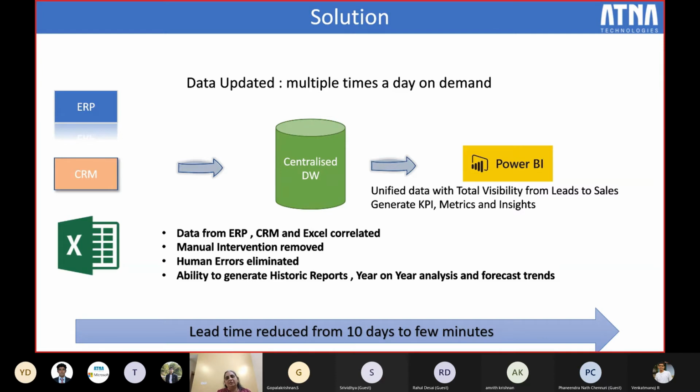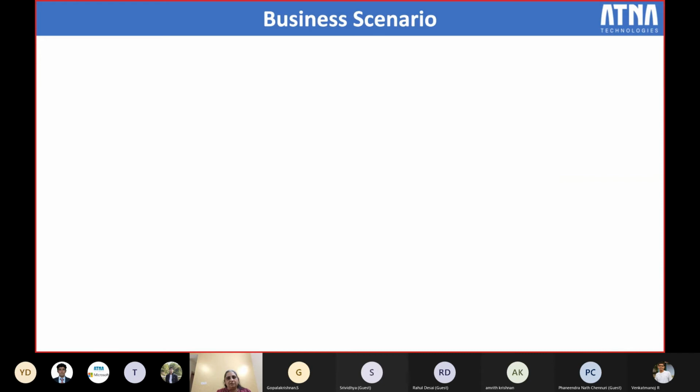So all in all, there was a turnaround time reduction from an average of 10 days to a few minutes because all the data update is totally automated. You could do it multiple times a day. So that is a very common scenario in all kinds of businesses.